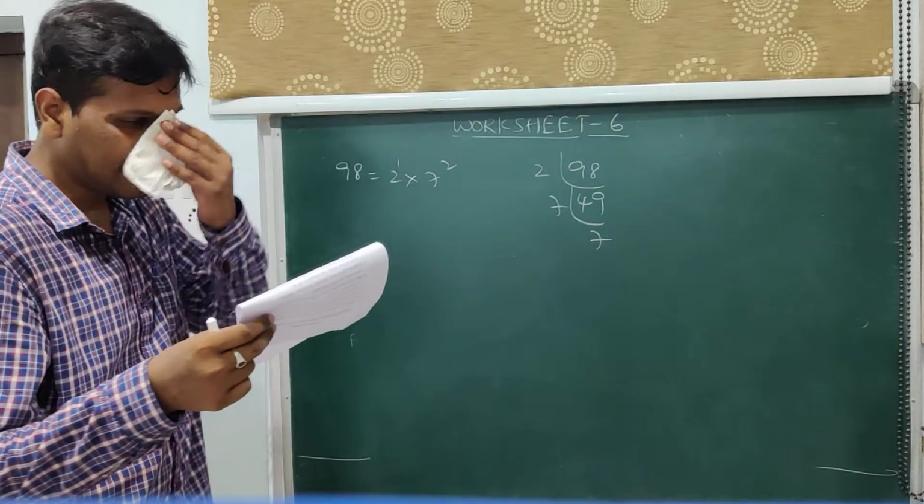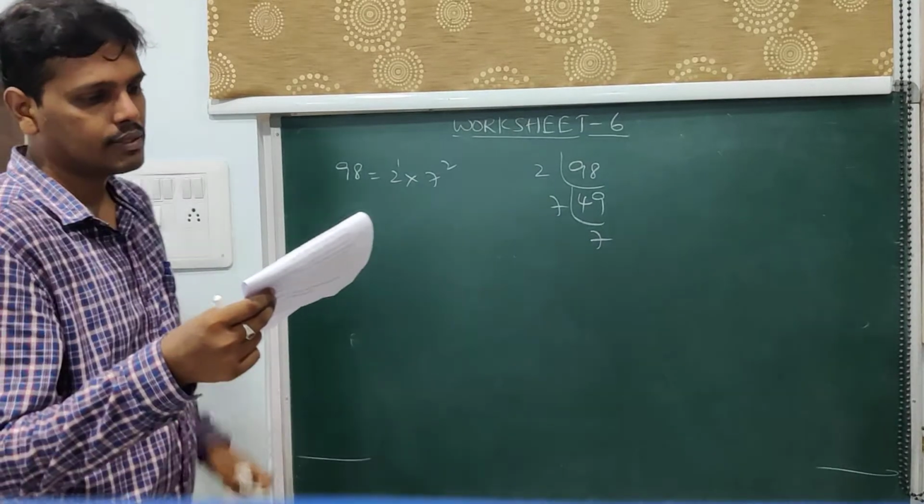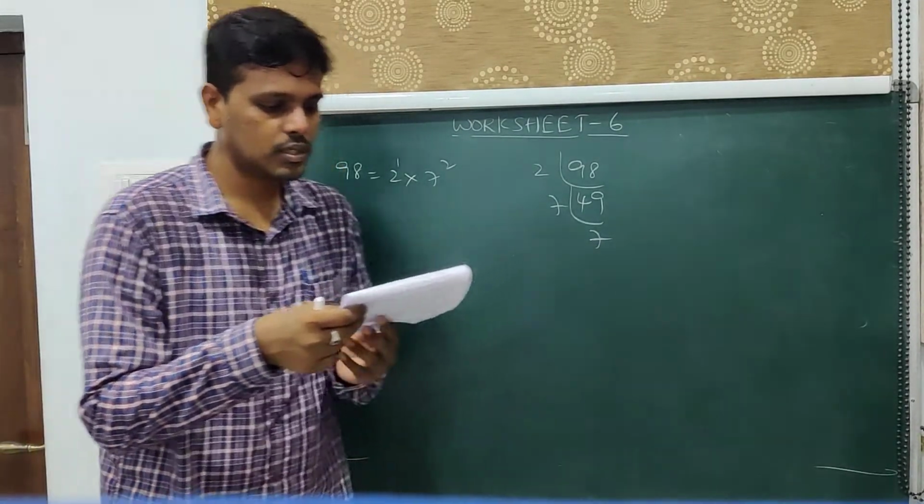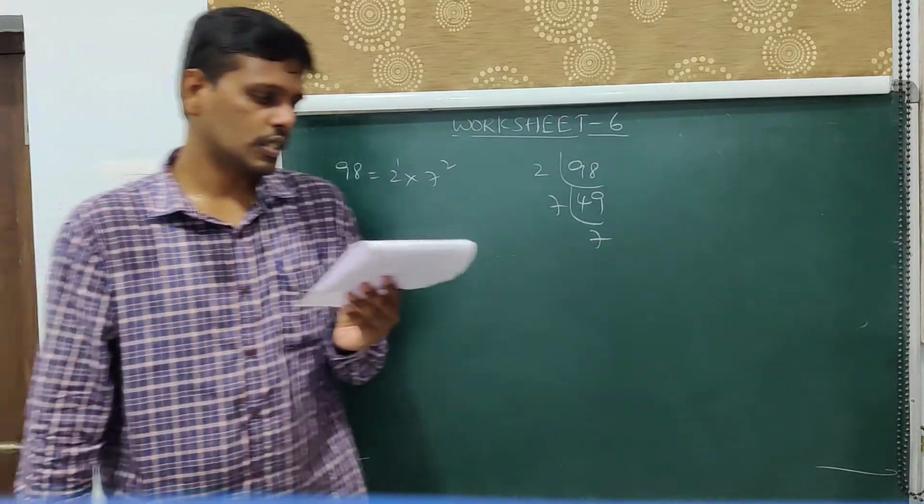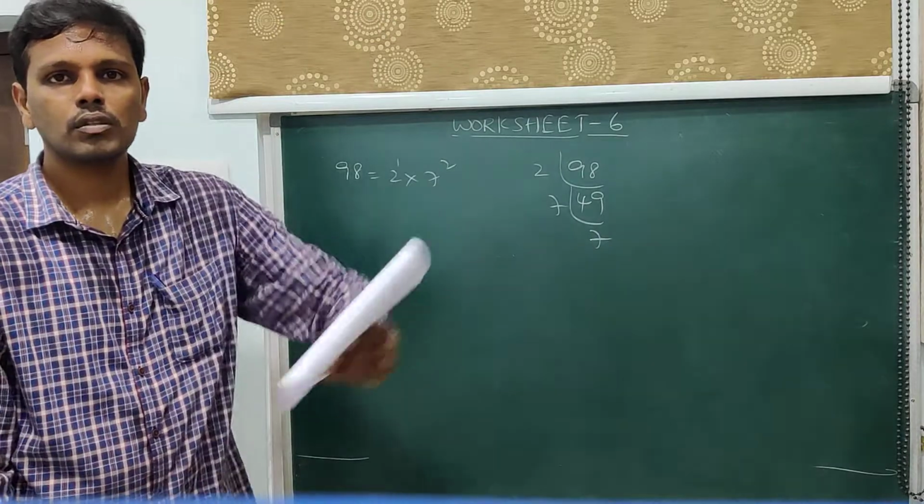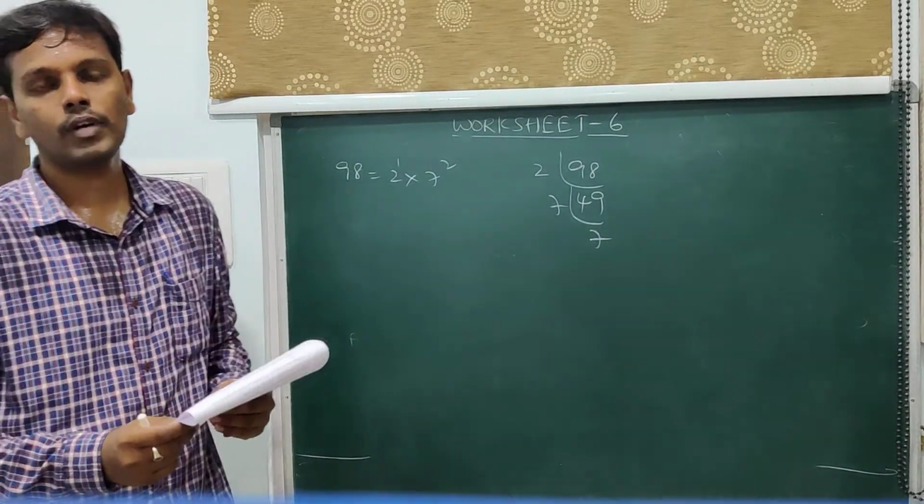Next, a number n has the following prime factorization. N is equal to ABCD, n is equal to PQRS, where ABCD and PQRS are distinct primes. Which of the following are true? Justify. Okay, so this is based on the uniqueness part of the fundamental theorem of arithmetic.